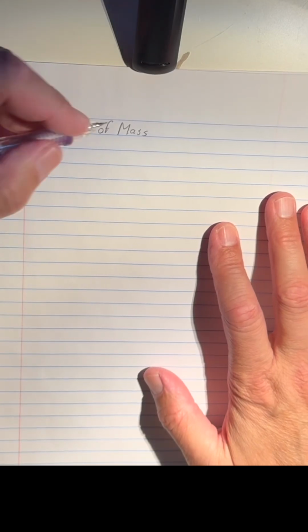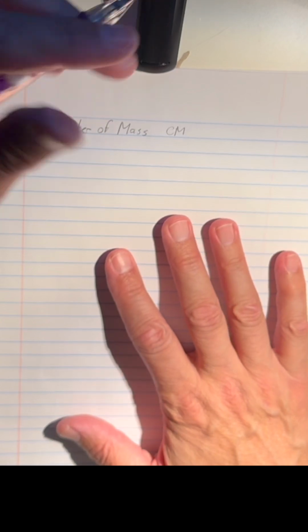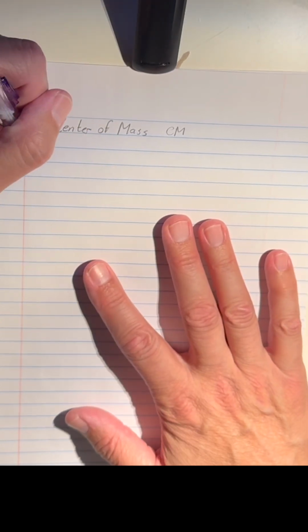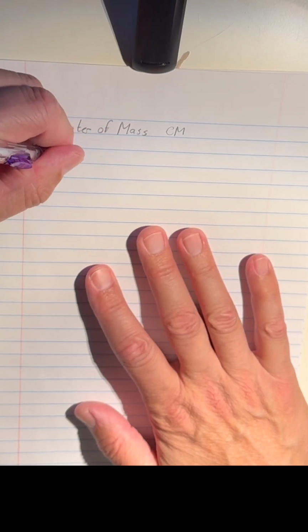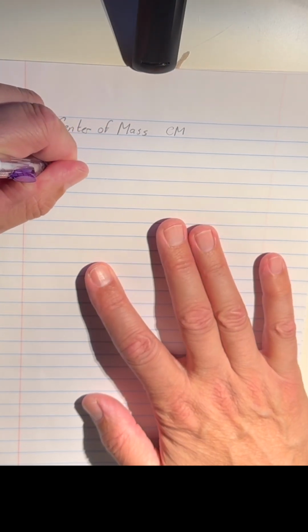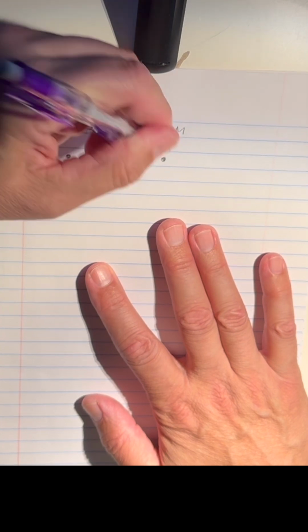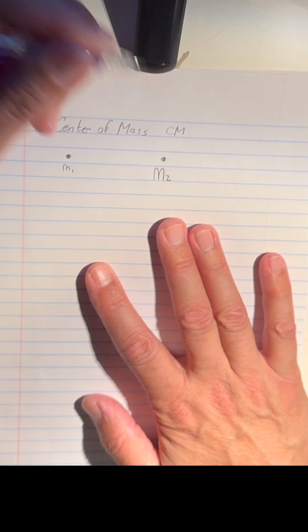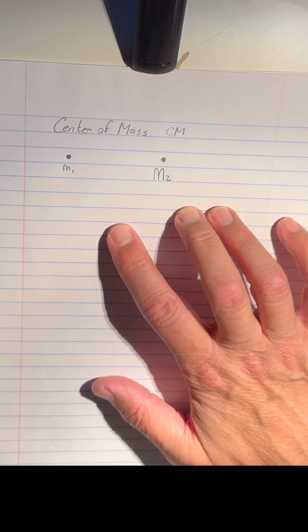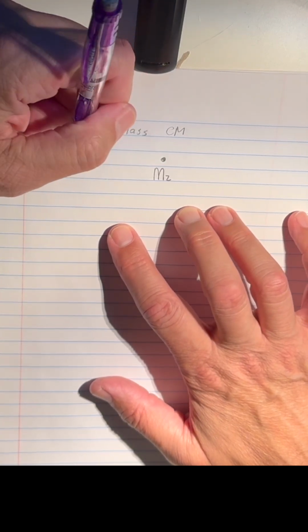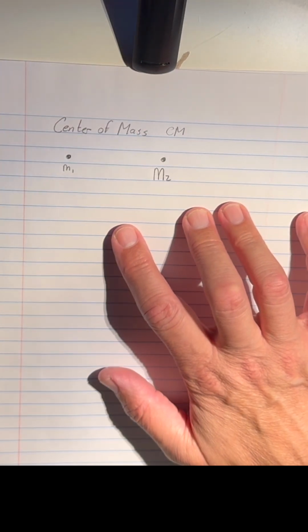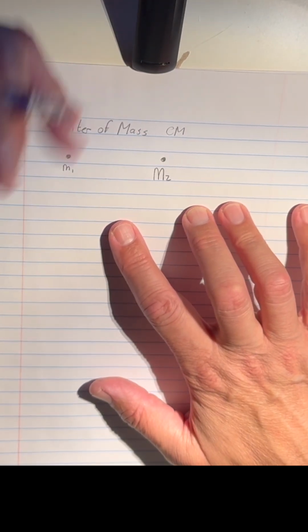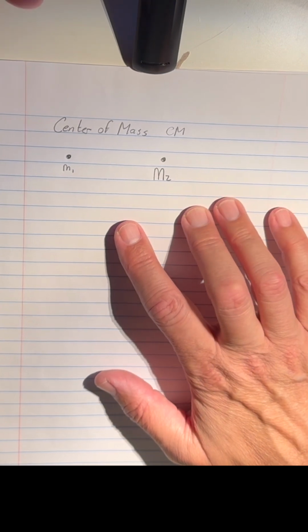Okay, let's talk about center of mass. To calculate the center of mass of a system of particles, let's think in one dimension. Imagine a mass here, m1, and another mass here, m2, which is much bigger. The center of mass of that system is going to be closer to m2, because it's really a geometrically weighted center location of the mass.